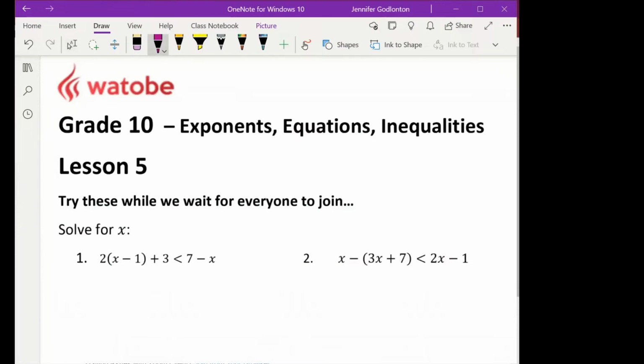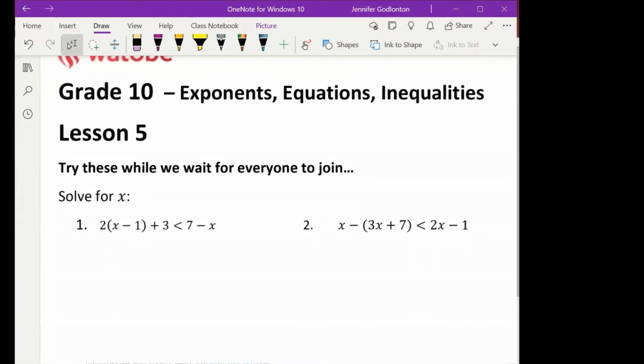Okay, so let's have a look at question 1. The first thing we need to do is distribute that 2. So we're going to take the 2 into both of those terms, and we're going to get 2x minus 2 plus 3 is less than 7 minus x.